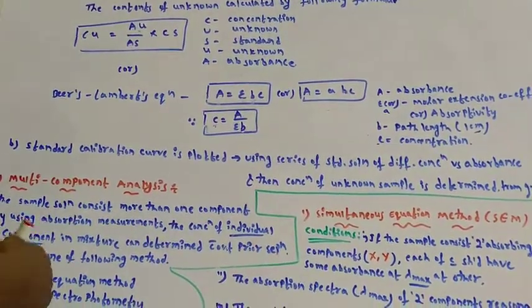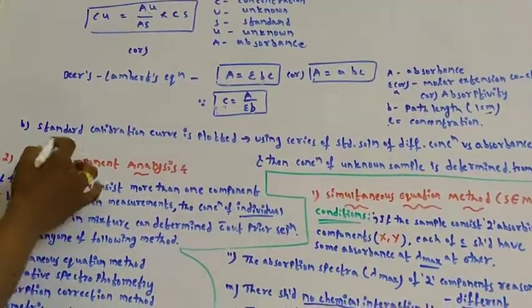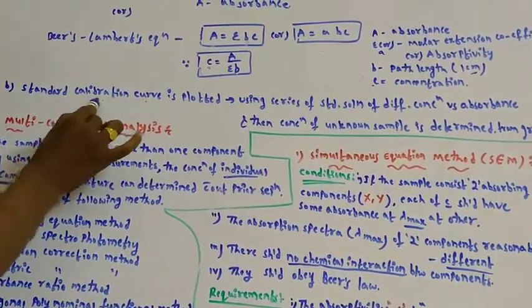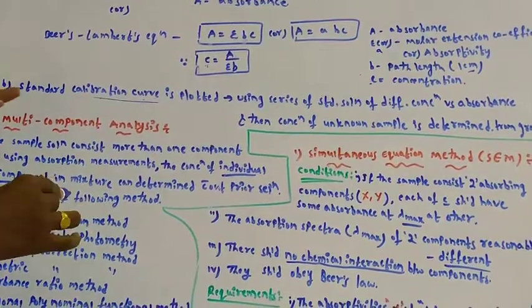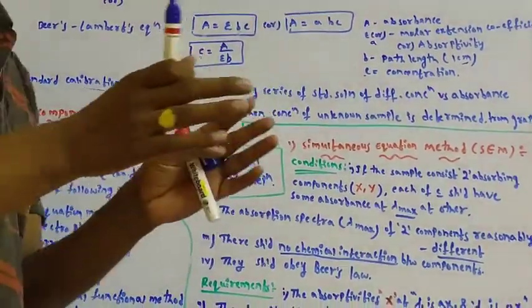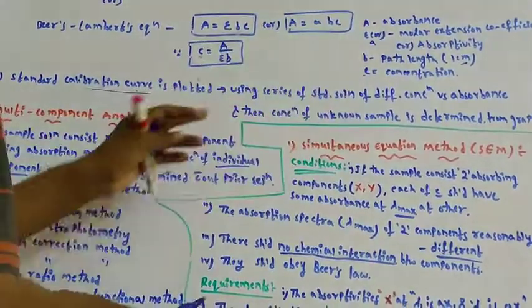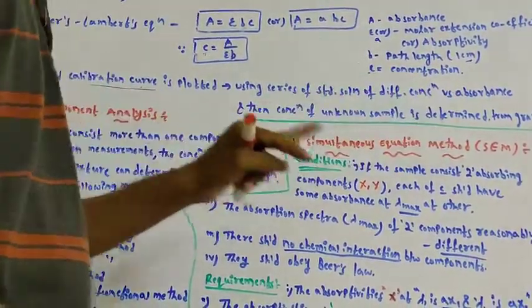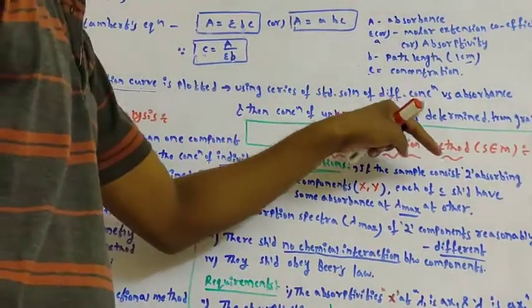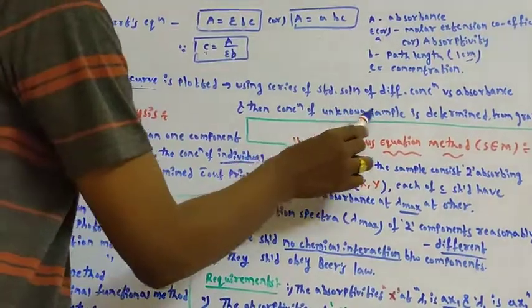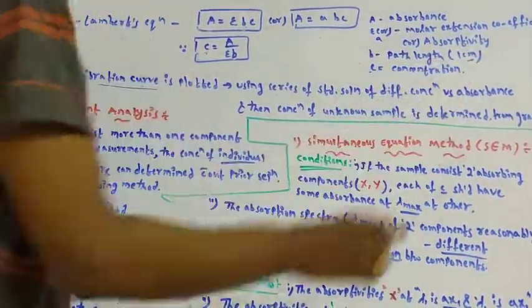Then the second way is that a standard calibration curve is plotted. The calibration curve is plotted between concentration versus absorbance, using a series of standard solutions of different concentrations. Then the concentration of the unknown sample is determined from the graph.